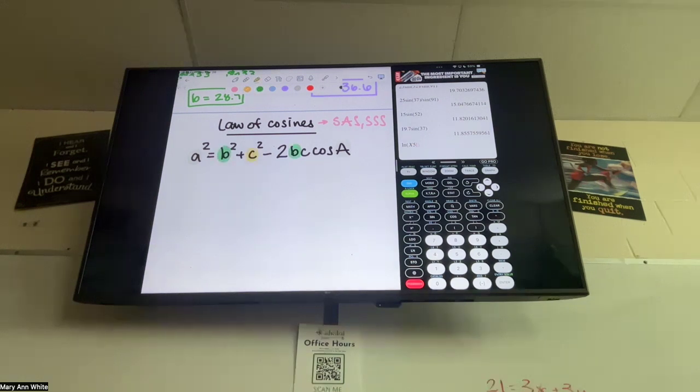C. Notice that it doesn't matter if we did b squared plus c squared or c squared plus b squared, right? Addition is commutative. Same thing with multiplication. We can do 2 times b times c. That's the same thing as 2 times c times b. It doesn't matter what order they go in. All that matters is that the side and the angle that go together are on opposite ends.